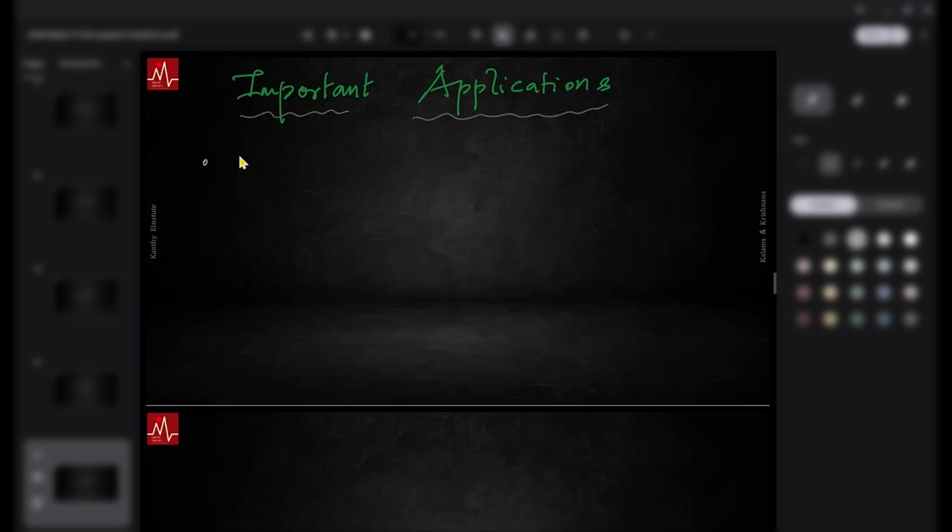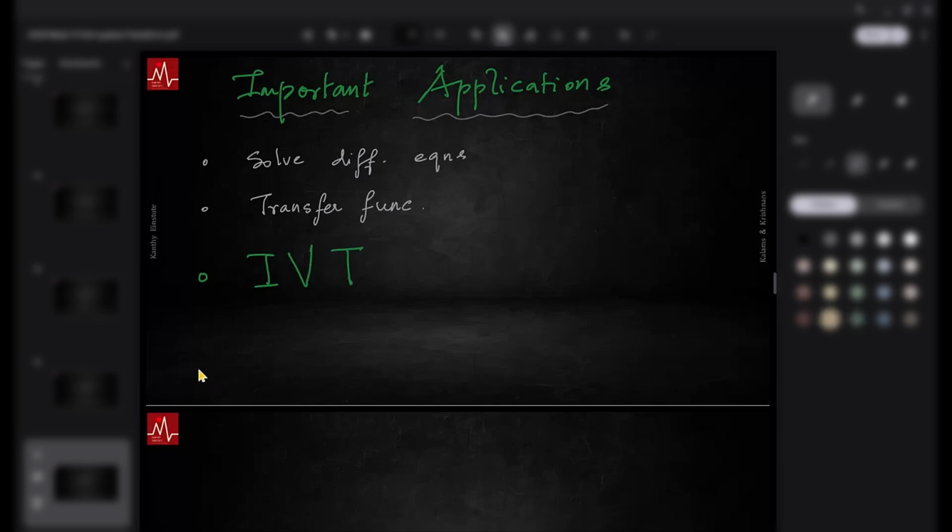First one being you can solve differential equations. Second one being transfer function. Of course, if I am trying to solve a differential equation, this will show up as a transfer function. I'll also show an example of this transfer function. We got 2. Initial value theorem. There is a variant of that. Final value theorem.